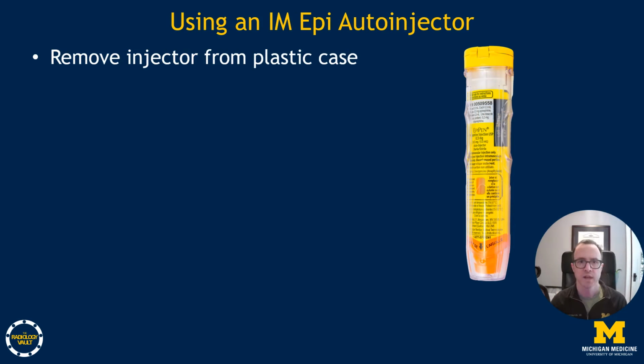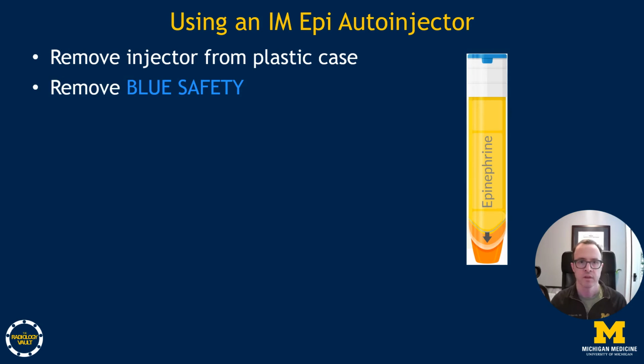So how do we use an IM auto-injector? The first thing to do is to remove the injector device from the plastic case, as you see here. The next thing to do is to remove the blue safety from the non-needle end.